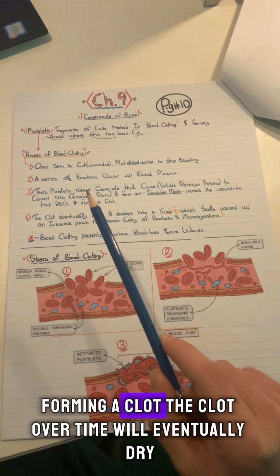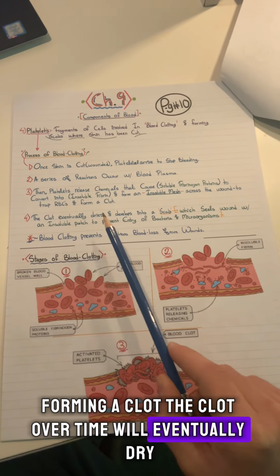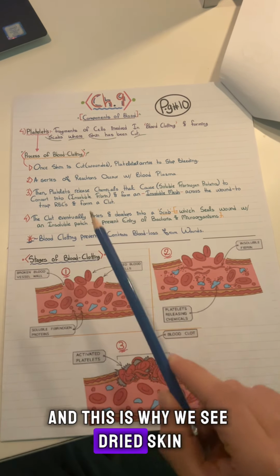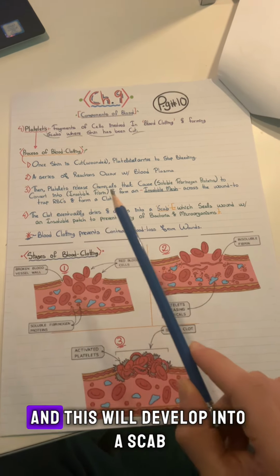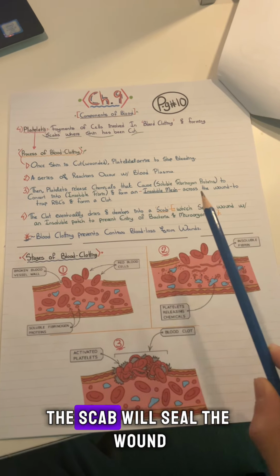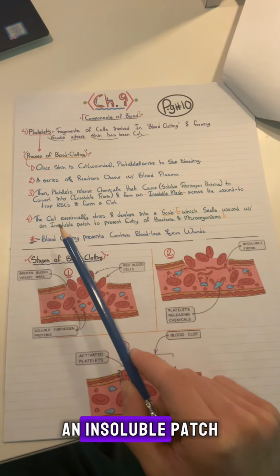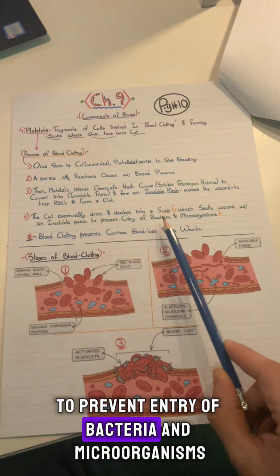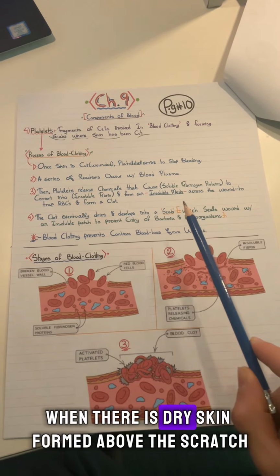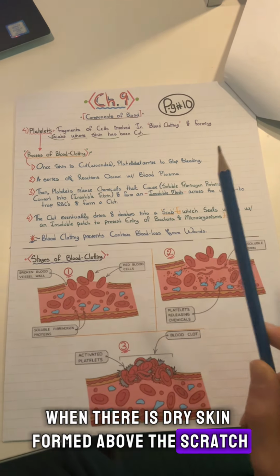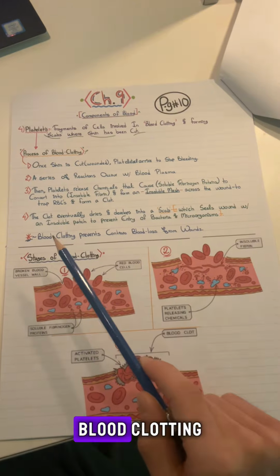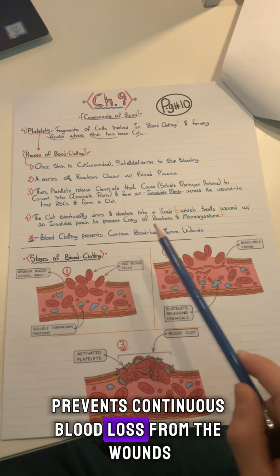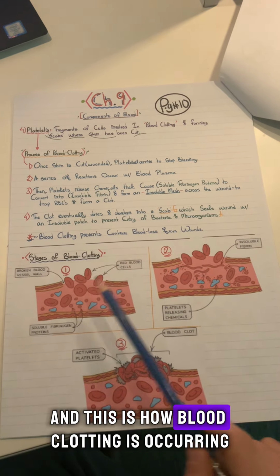forming a clot. The clot over time will eventually dry, and this is why we see dried skin usually when there's a cut, and this will develop into a scab. The scab will seal the wound, an insoluble patch to prevent entry of bacteria and microorganisms. This is why when there is dry skin formed above the scratch, it is advised not to remove that. Blood clotting prevents continuous blood loss from the wounds, and this is how blood clotting occurs.